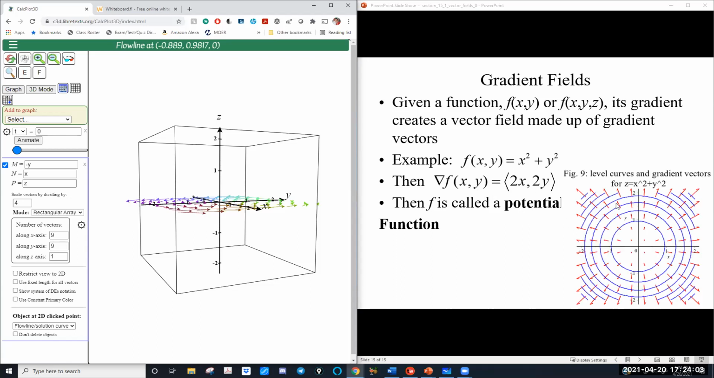Here's everything plotted together. Here's our gradient field plotted with some level curves. And you can see on a particular level curve, all the gradients are the same length. So we're starting to tie some stuff that we did back in module 3 with some stuff we're doing now, particularly the gradient.